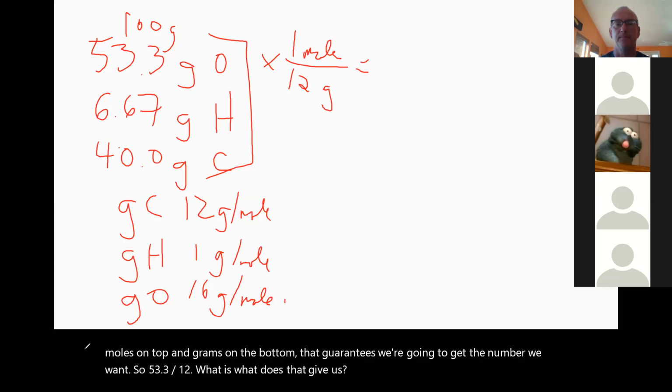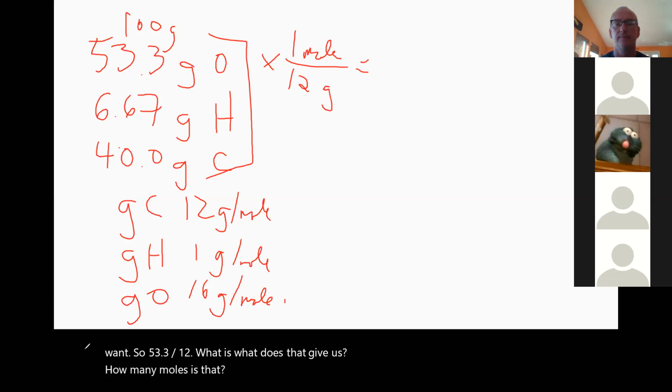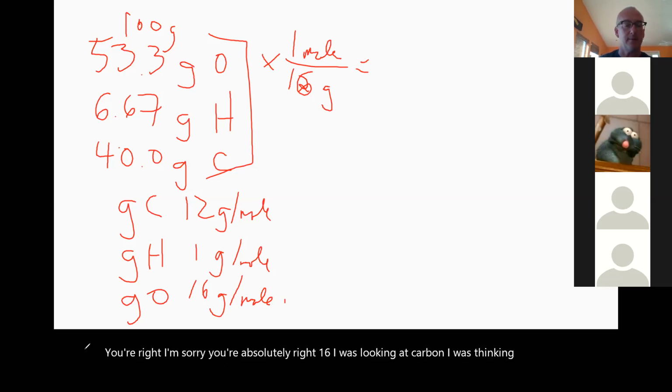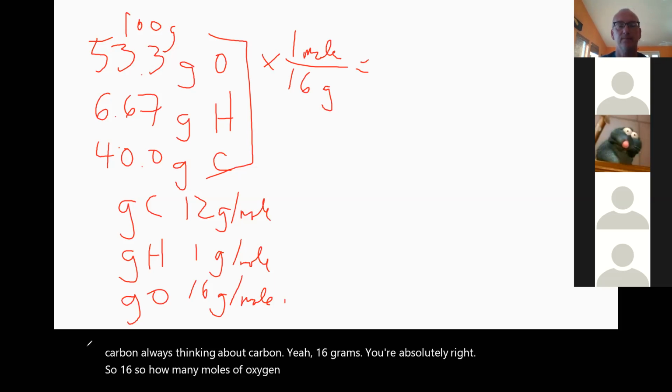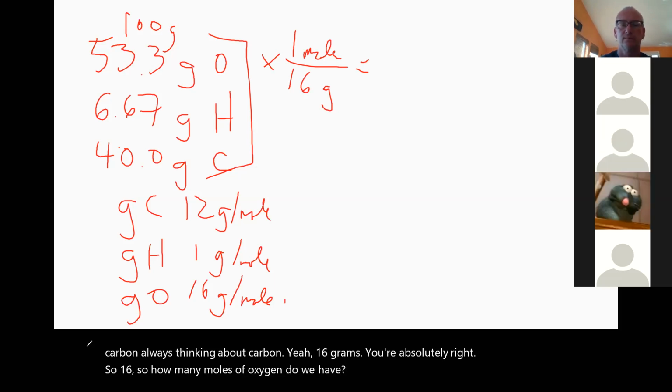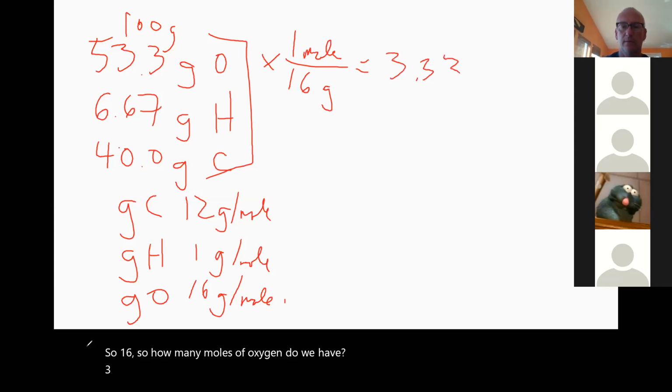How many moles is that? Shouldn't it be 16? Oh, you're right. I'm sorry. You're absolutely right. 16. I was looking at carbon. I was thinking about carbon. I'm always thinking about carbon. Yeah, 16 grams. You're absolutely right. So 16. So how many moles of oxygen do we have? 3.33. 3.33 moles of oxygen. Excellent.